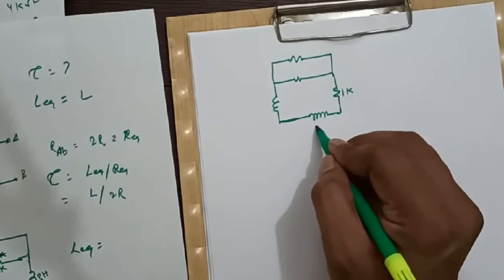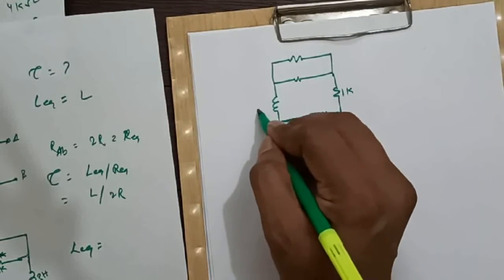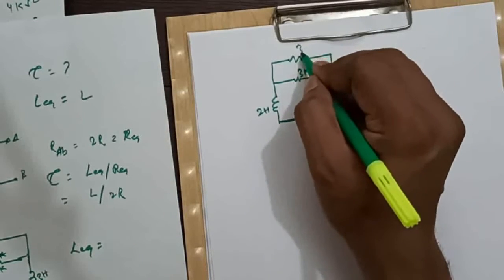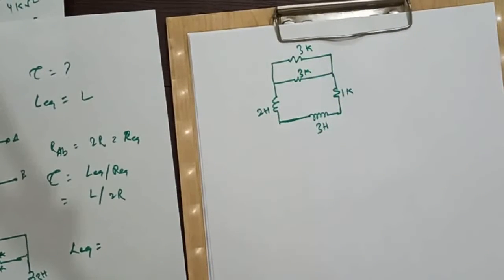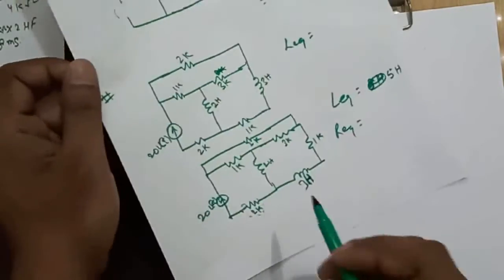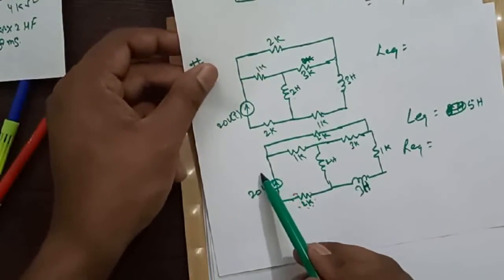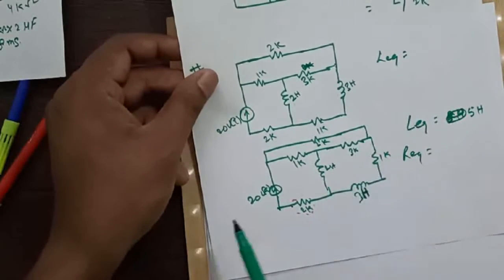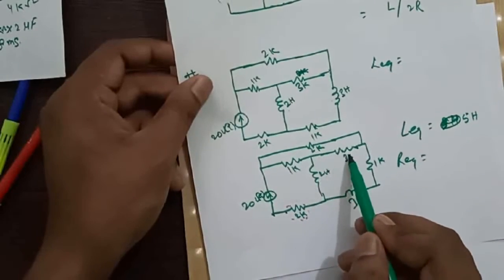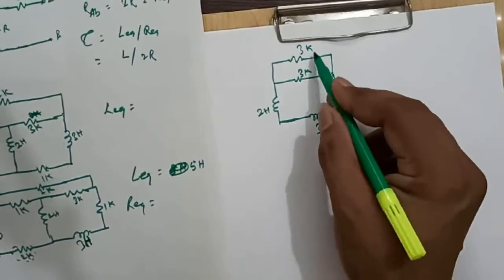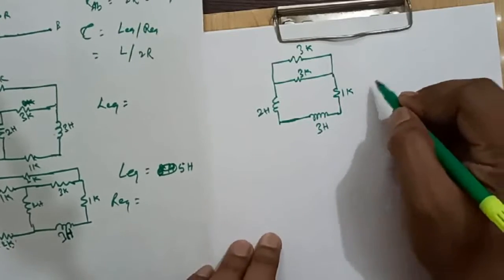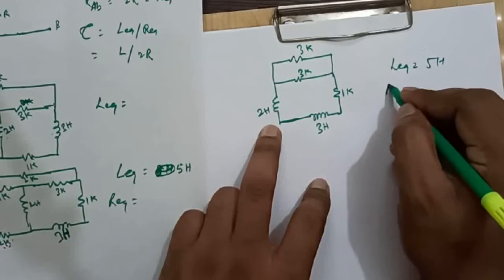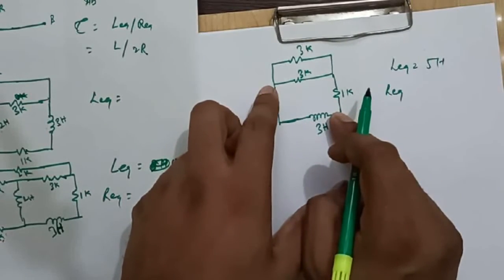This is 1K, this is 3 Henry, this is 2 Henry, this is 3K, and this is 3K. Why? Because after getting open circuited, these two will become in series across this terminal, in parallel with this 3K ohm. Now since we have already calculated L equivalent, R equivalent will be what? See, R equivalent between these two terminals will be what?